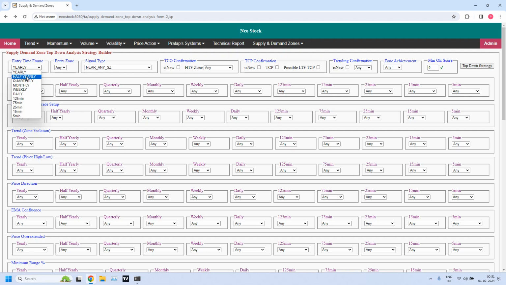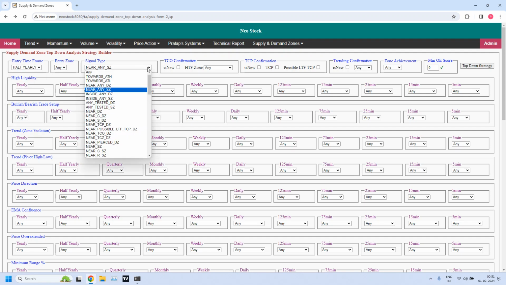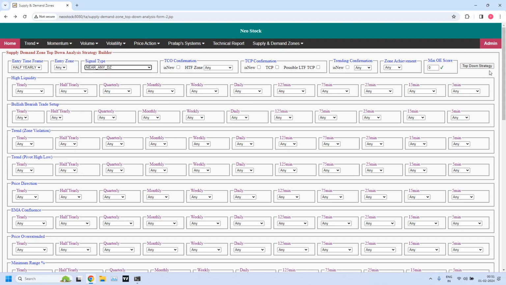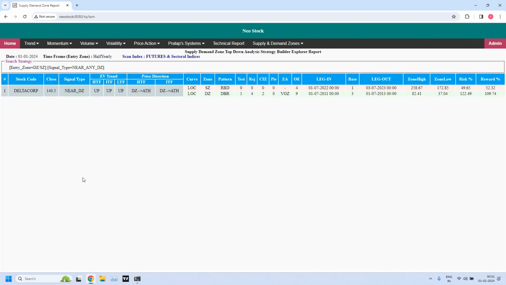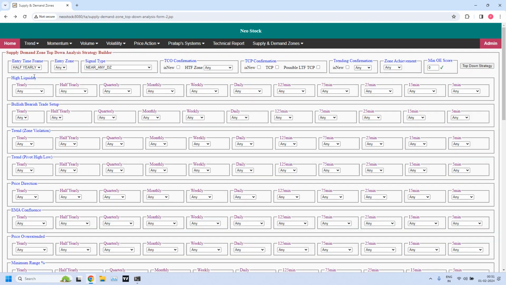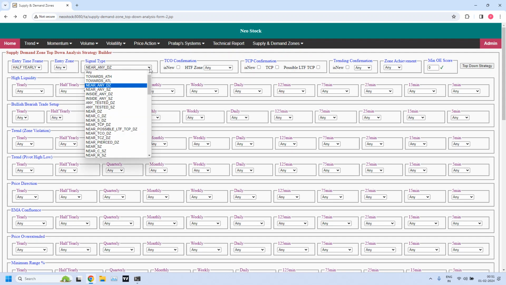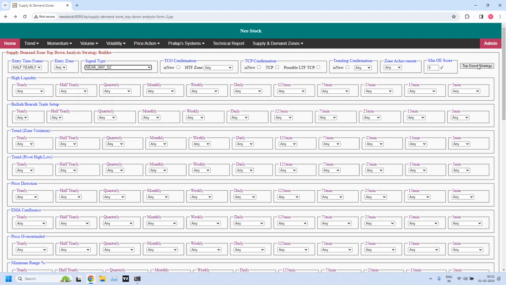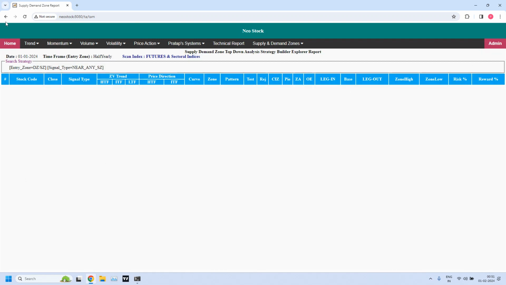And now let us change the time frame to half yearly. Let us find the stocks near half yearly demand zone. One stock is there near to half yearly demand zone. So let's go back. For half yearly time frame, let us find the stocks near half yearly supply zone. No stocks are there.